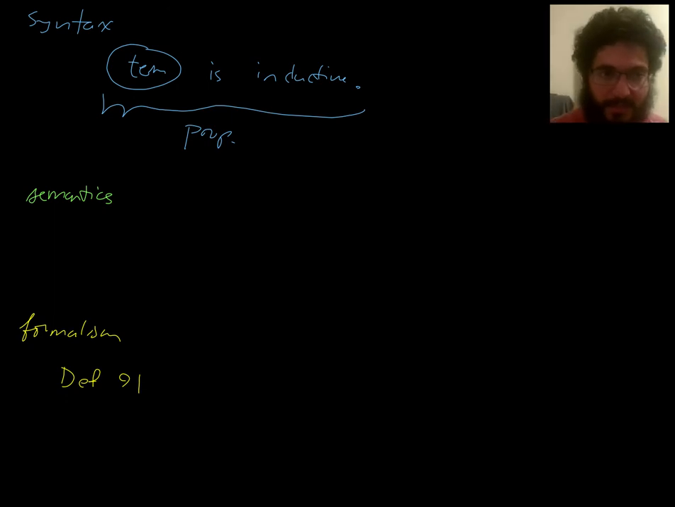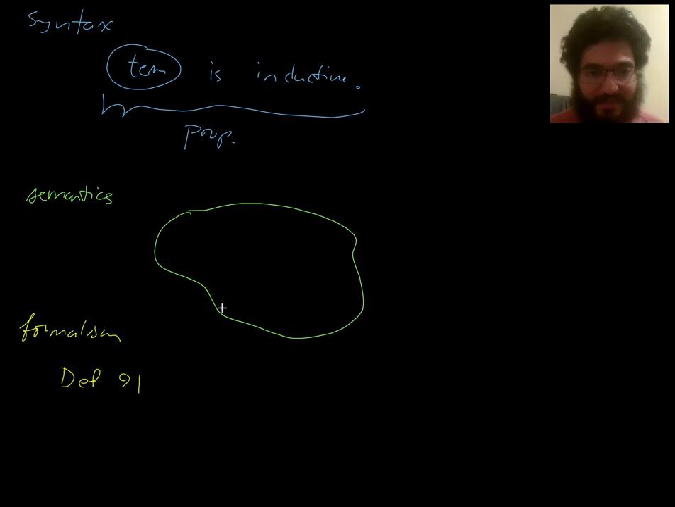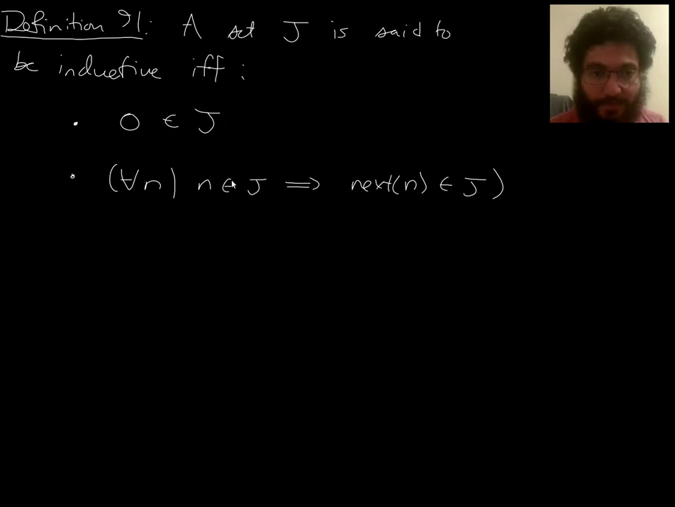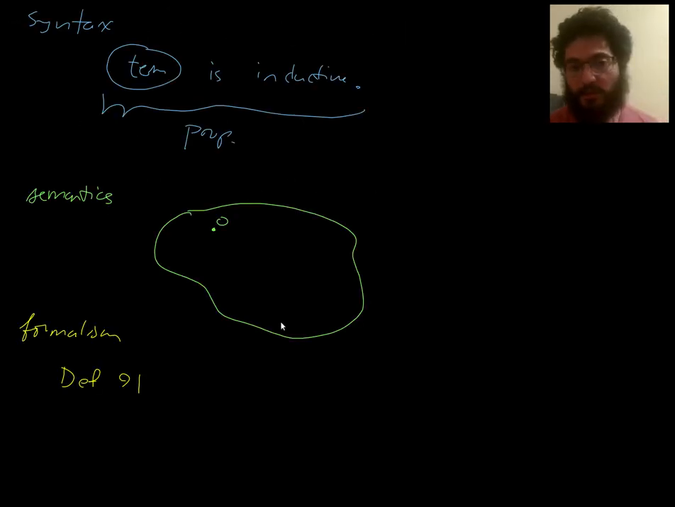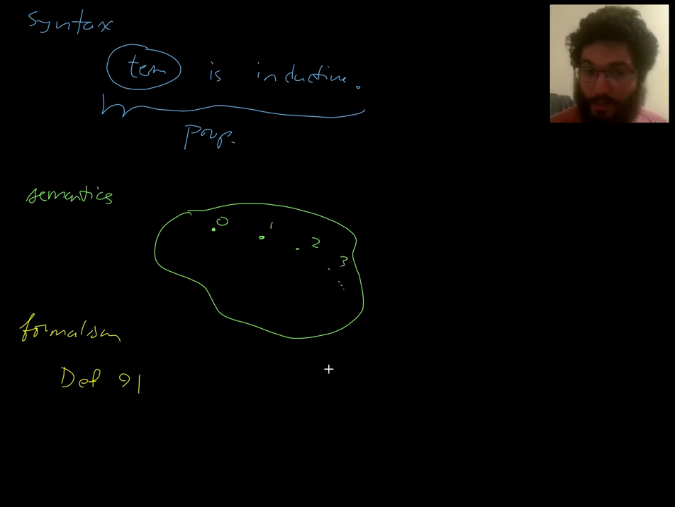And semantics, I don't know, let me try to draw a picture. So let's say I depict my sets by drawing a blob and putting dots in for the elements. To say that this blob is inductive is to say that it contains 0. That's the first condition. And then the second condition is whenever it contains something, it must contain the next of that thing. So it then must contain 1, and so it must contain 2 since it contains 1, and so it must contain 3 since it contains 2, and so on. That's what it feels like we're setting up here.